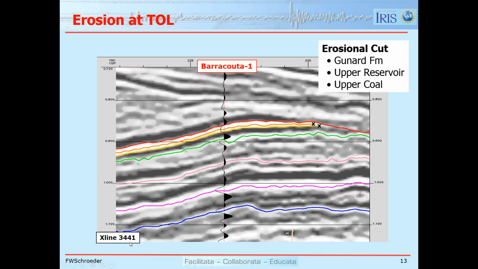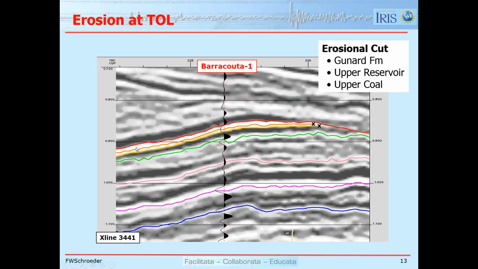This is another line from the 3D survey. Here's the Barracuda well location. This cross line is perpendicular to the one we were just looking at. And if you see the red, where we go from black into white, it maps across something like that.